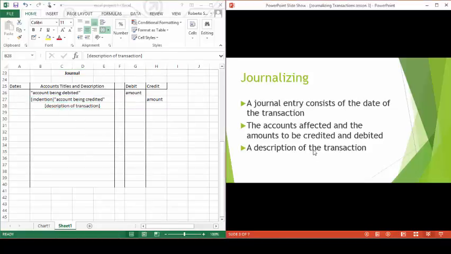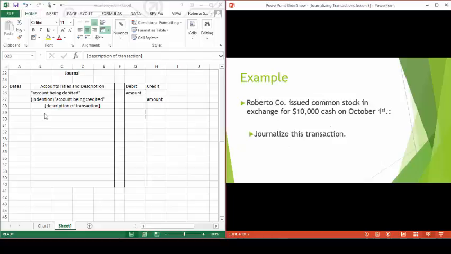Let's begin to journalize using the same examples used in Lesson 2. Now, instead of only analyzing the transaction, it is to be journalized. This transaction states, Robert Company issued common stock in exchange for $10,000 cash on October 1st. Note how the date is now given. This is to keep the journal in chronological order, as it is supposed to be.